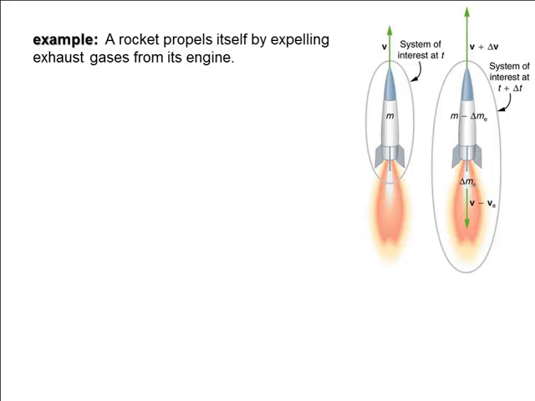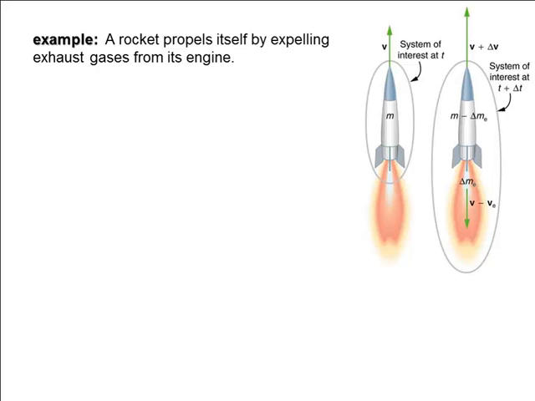So let's take a look at a specific example of where we can apply this idea of following the change in momentum of a system. Here we have a rocket. This is a classic application of this concept. It's a little more complicated than one I would expect you to be able to do, but it's not difficult to follow. So let's see just how useful this idea can be.